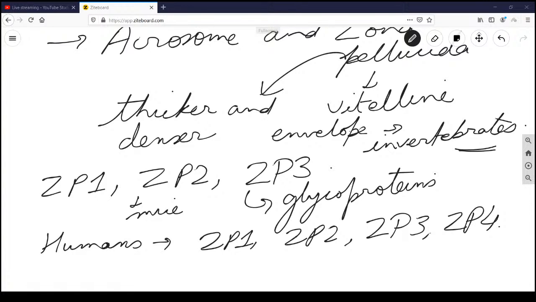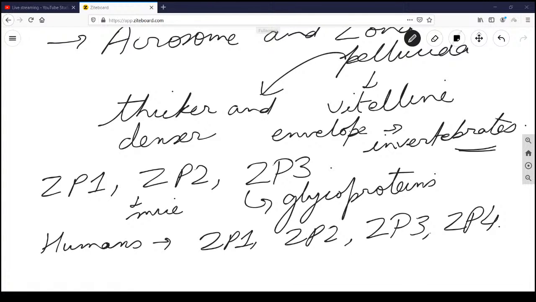But the real mechanism is still complex: the sequence, how does it happen, where does it happen. That is still a matter of research, like how you bind ZP1, then ZP2, then ZP3, and the real concept of whether ZP3 will activate ZP2 or ZP1. That is again a great challenge.